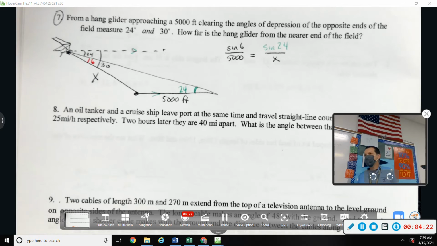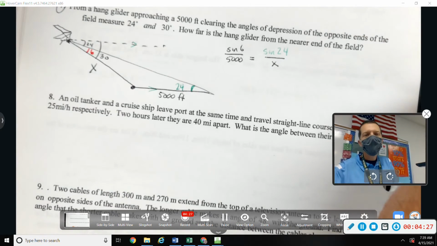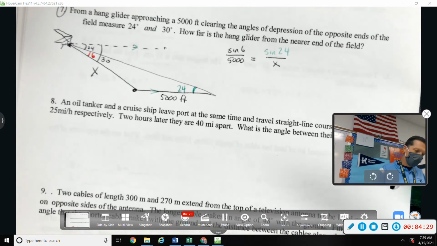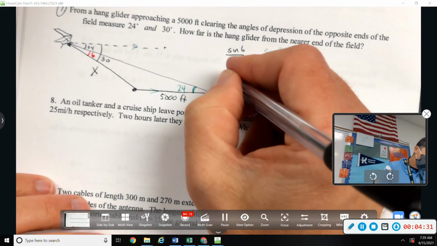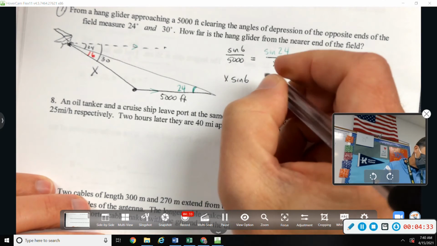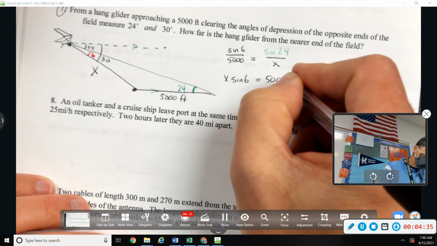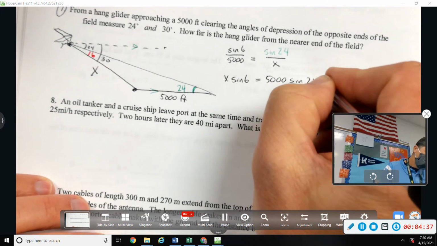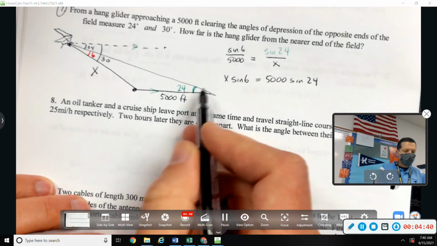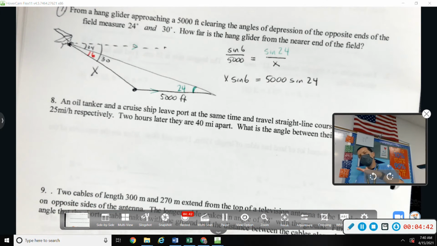No, we're not going to get tricky with you like that. That was a good question. Are there going to be any that look parallel but aren't parallel? No. x sine 6 equals 5,000 sine 24. Yeah, this would be that case if the landing strip wasn't level, if the landing strip was tilted one way or the other, then you'd have some messed up geometry to try to figure out.